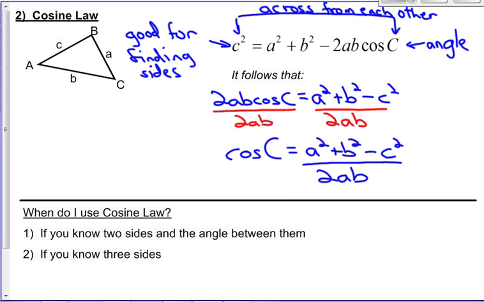Now again, these are across from each other. So the letters aren't really that important. It's just the idea that the angle and the side that gets subtracted off are across from each other. When you put this in your calculator, you may want to use some extra brackets to make sure that things are grouped appropriately. So the question is, when do I use cosine law? You use it if you know two sides and the angle between them, or if you know three sides.